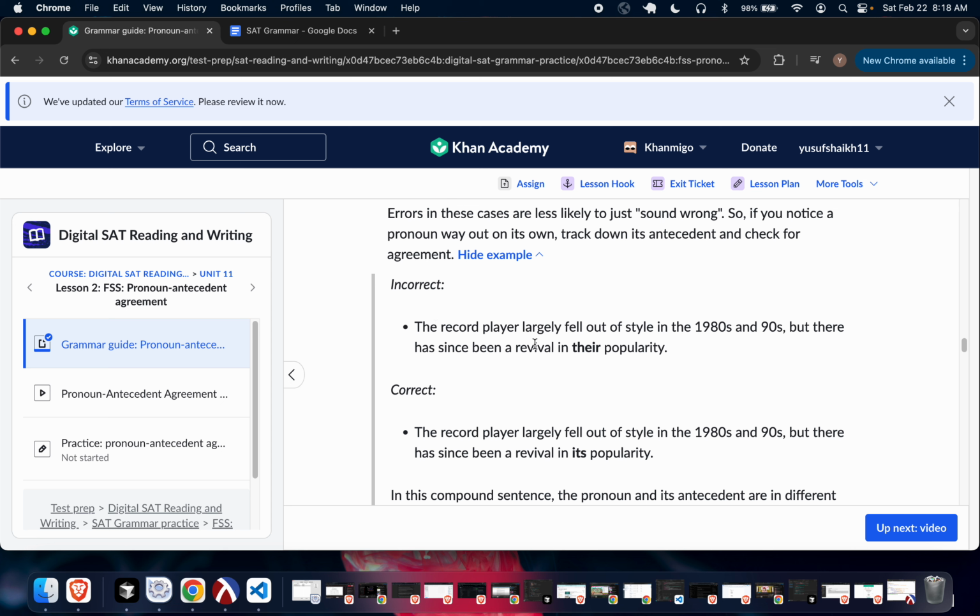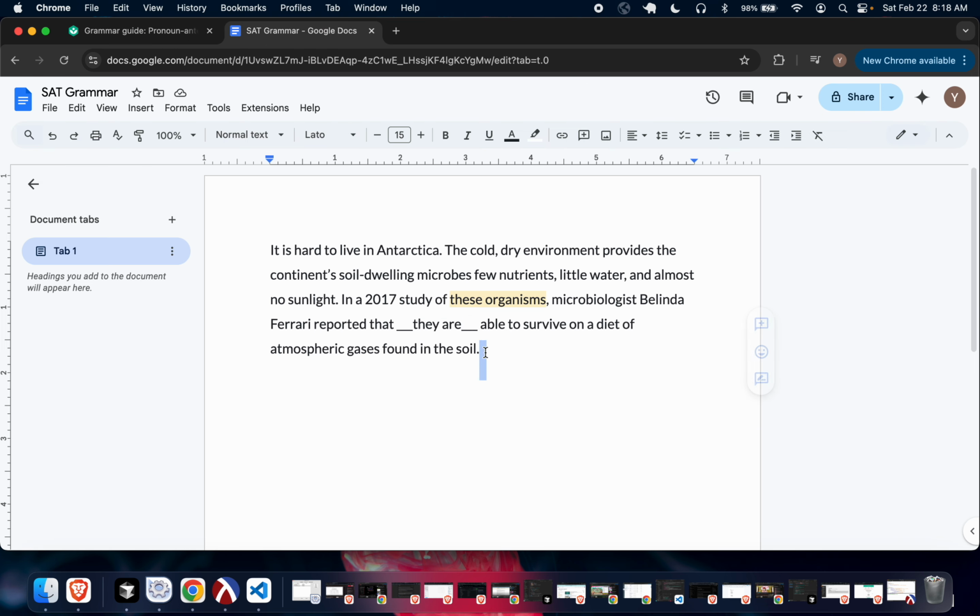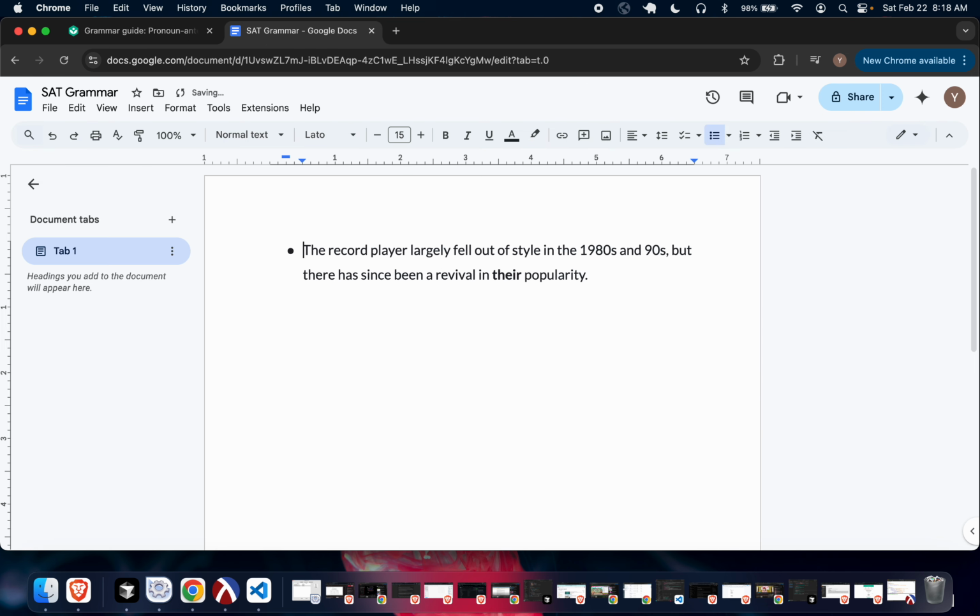The record player largely fell out of style in the 1980s and 90s, but there has since been a revival in their popularity. So it's difficult to tell in this sentence because there's a lot of extra information, right? The record player largely fell out of style in the 1980s and 90s, but there has since been a revival in their popularity. The antecedent of this pronoun is going to be the record player, right? This is the antecedent. This is a noun that the pronoun is referring to, right?